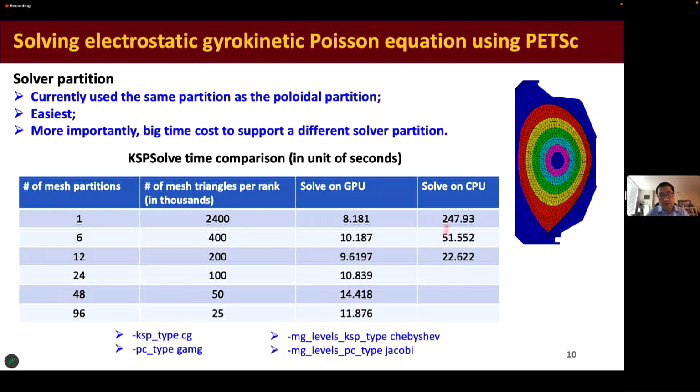But on CPU, we did see a very big reduction corresponding to the more partitions used. Of course, even with 12 mesh partitions, the GPU solver may still be a little bit faster compared to CPU. So that's our observation, and we basically use CG, and then multigrid using Jacobi. So these are some of the parameters we used.